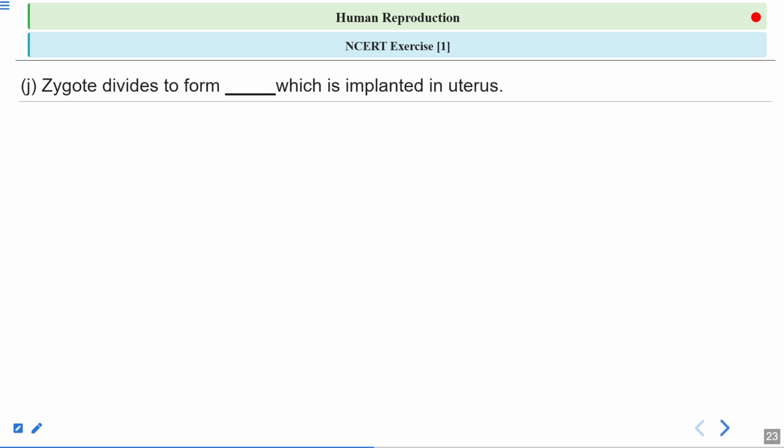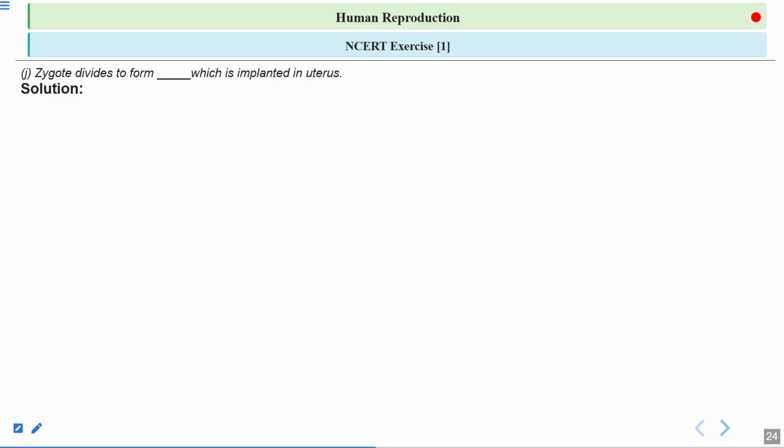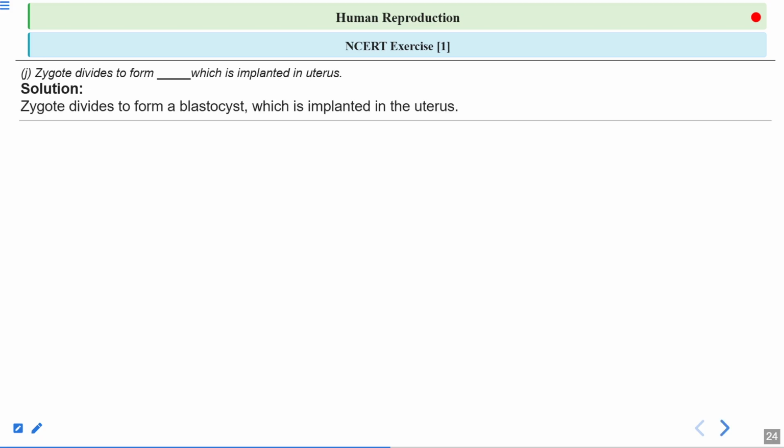Let's have a look at the answer now. So zygote divides to form a blastocyst which is implanted in the uterus. Okay, so what happens when the zygote is formed? In zygote, repeated mitotic divisions occur, and this repeated mitotic divisions is known as the cleavage. Okay, now because of this cleavage or repeated mitotic divisions, the daughter cells are formed which is known as the blastomeres.